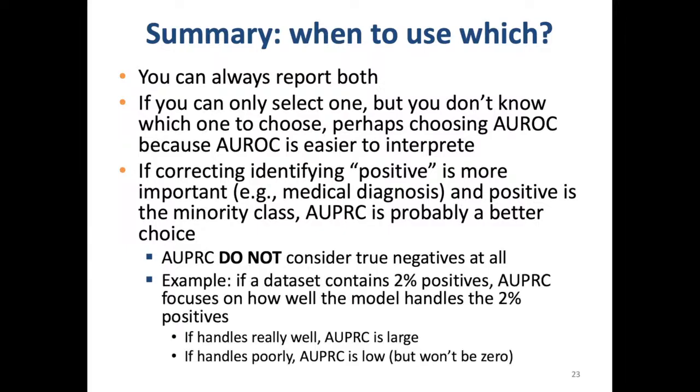Okay, so here I give you an example. If the data contains 2% positive, then area under PR curve will focus on successfully predicting these 2%. That's essentially the key idea of PR curve. So if your model really handles this 2% really well, then area under PR curve will be large. Otherwise, it will be very small, but it won't be zero, right? Because there's always some unreachable area as long as you have positive instances.